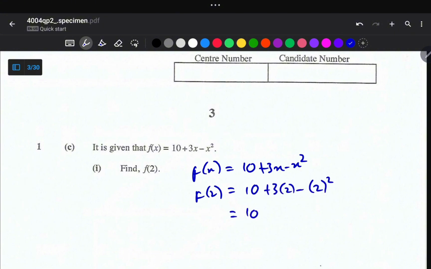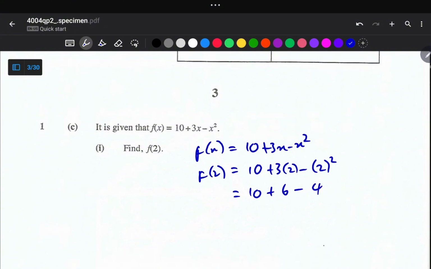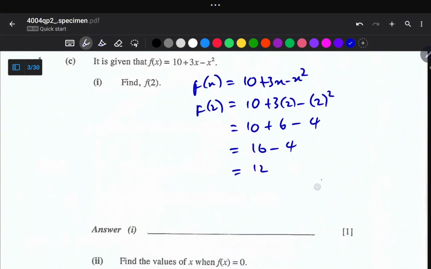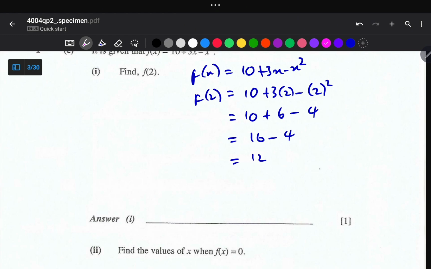So 3 by 2 gives us 6, minus 2 squared is 4. So 10 plus 6 gives us 16 minus 4. So 16 minus 4 is equal to 12. So f of x was equal to 10 plus 3x minus x squared. So for f of 2, we are saying x is now equal to 2, so we substitute 2 for x. So our final answer here for f of 2 is equal to 12.